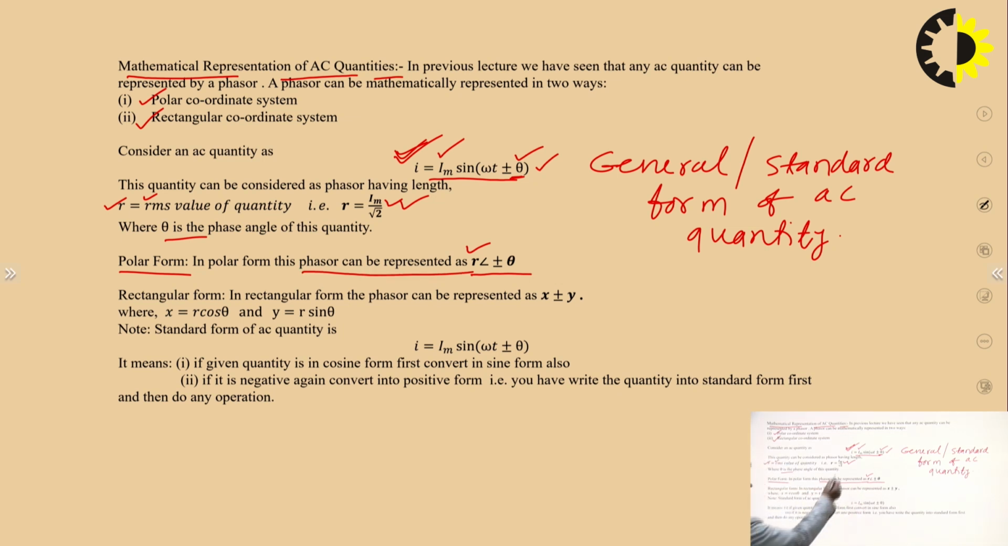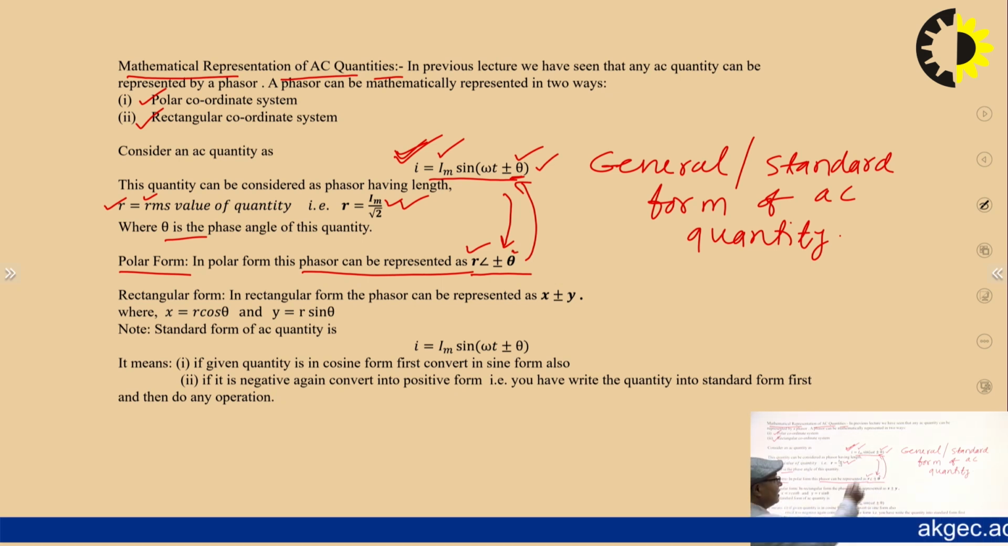If the mathematical equation is given, we can convert to this, and if this is given, we can convert to equation form, because in equation form we need Im. So it will be √2 into R, and theta is given, so sin omega t plus minus theta is already given. So we can convert from one form to the other form.